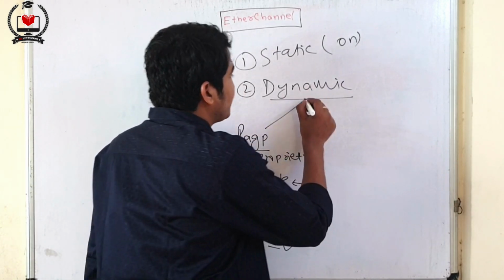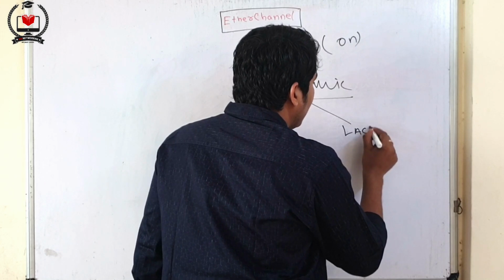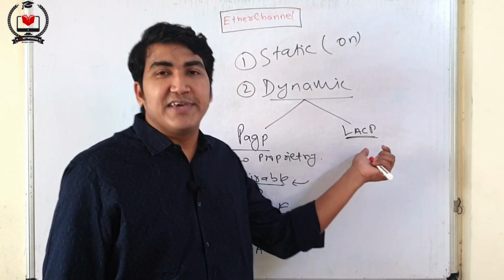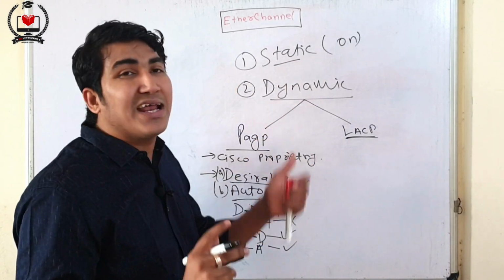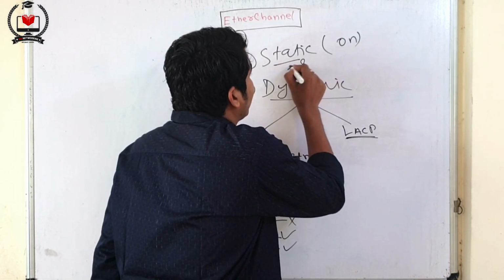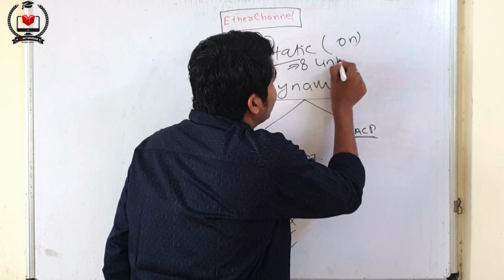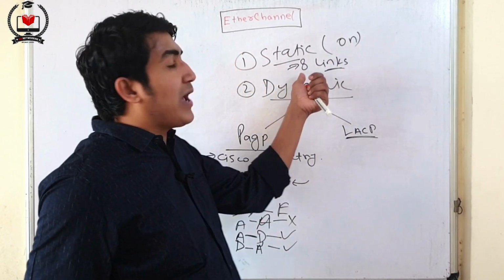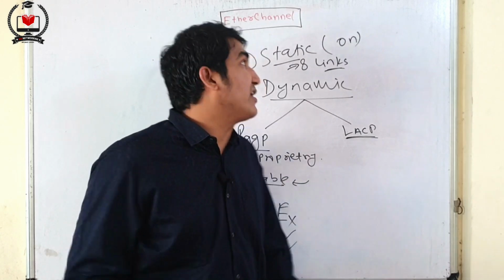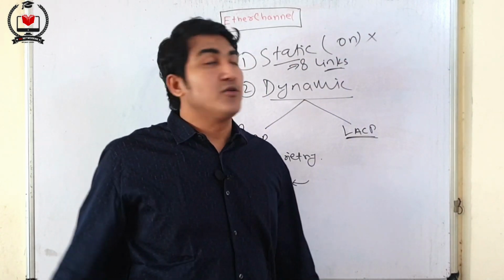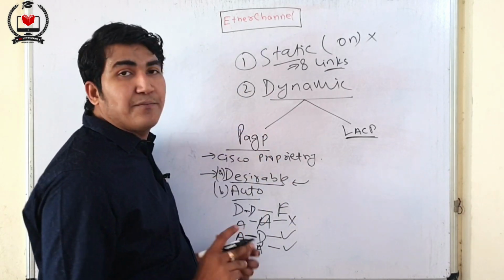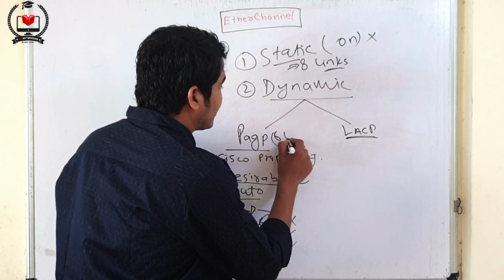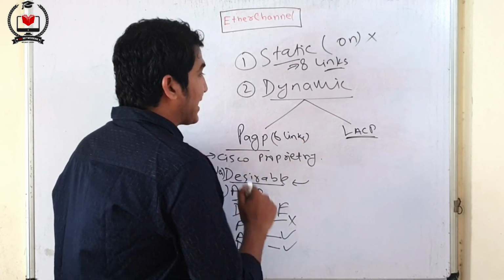Second type of dynamic is LACP, and this is the protocol which nowadays we are using. Here in static we can bundle up to 8 links together only. Suppose you have more than 8 links between switches, you cannot use this static method. In PAgP also we can bundle a maximum of 8 links only, right?